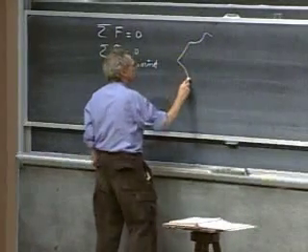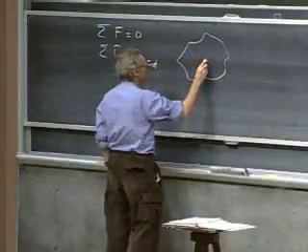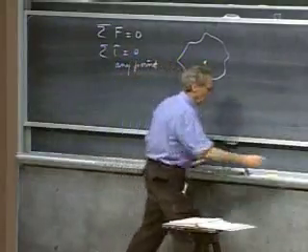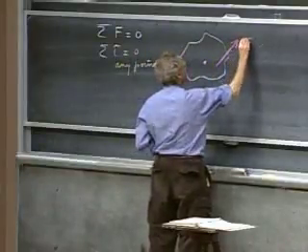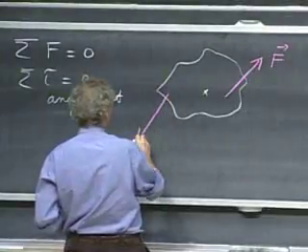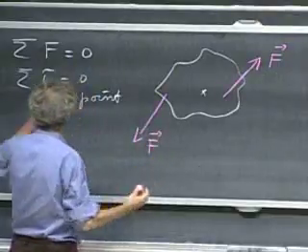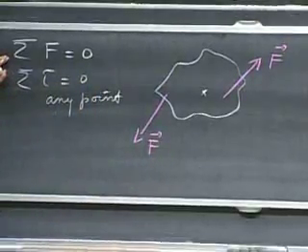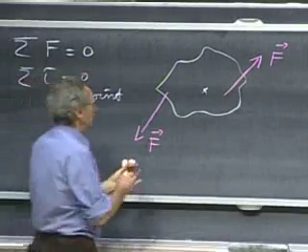If this is an object free in space, and let's say the center of mass is here, and I have a force on this object in this direction, and another force on this object in the opposite direction, but equal in magnitude, then the sum of all forces is 0. But you better believe it that there is no equilibrium.